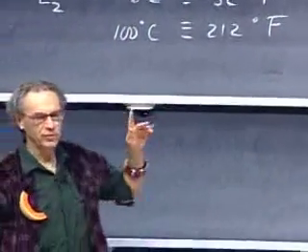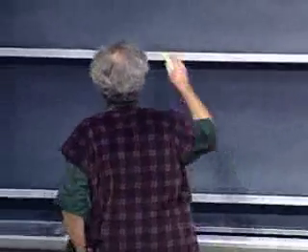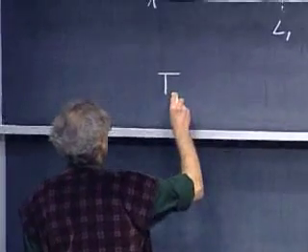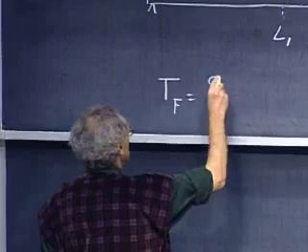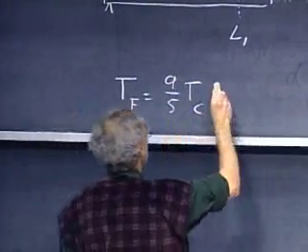So if you want to convert from Fahrenheit to centigrade or the other way around, then the temperature in Fahrenheit is 9/5 times the temperature in Celsius plus 32.